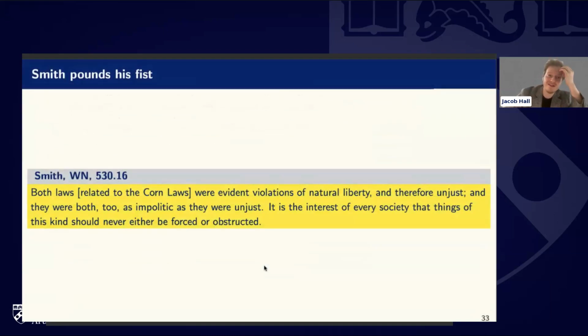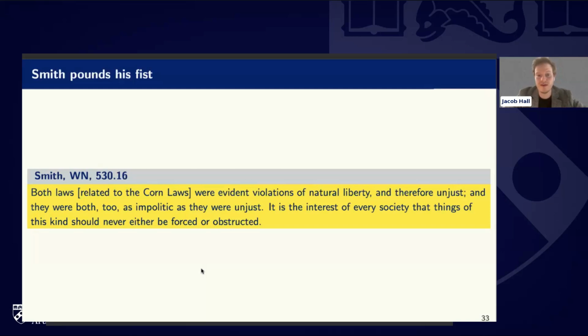And Smith really pounds his fists on this. He says both laws, some laws related to the corn laws, were evident violations of natural liberty and therefore unjust. And they were both, too, as impolitic as they were unjust. It is the interest of every society that things of this kind should never either be forced or obstructed.